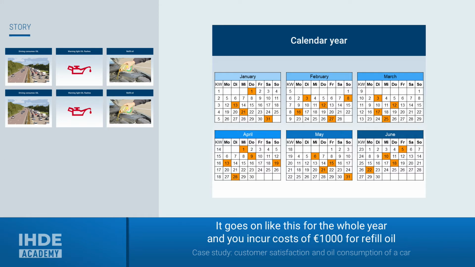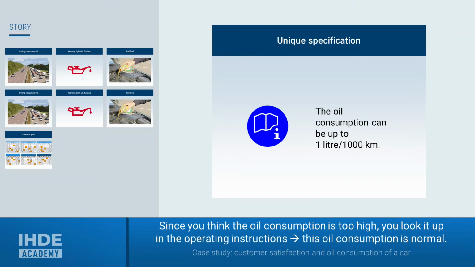You always have to top up the engine oil after about 1000 kilometers, so that after a year you have topped up engine oil worth 1000 euros. You take this as an opportunity to take a closer look at the specification of the vehicle. And there it says on some page that the oil consumption can actually be up to 1 liter per 1000 kilometers. So everything okay? Well, hardly, or?